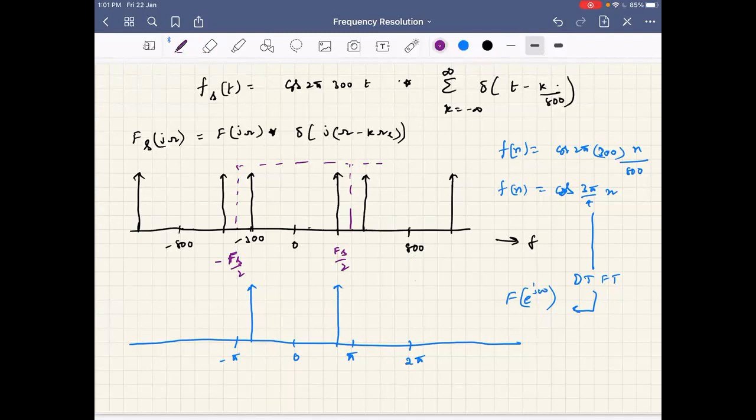Okay, this is all fs or omega s. This gets mapped to 2 pi here. So 2 pi is in a sense equal to fs in continuous frequency. You understand? So whenever I say 2 pi in discrete frequency, it is equal to fs in continuous frequency. And the other things follow. So pi is equal to fs by 2, and minus pi is equal to minus fs by 2.